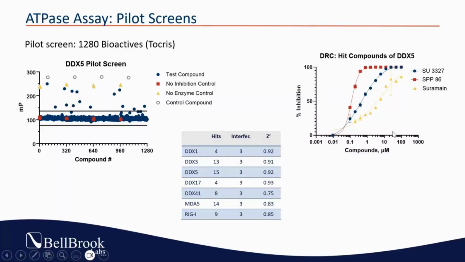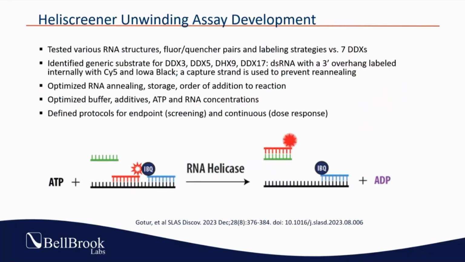This is an example of using the assay in dose response mode, using a couple of hits from the DDX5 screen, and suramin as a positive control. Suramin is a very promiscuous compound that we use basically for all nucleic acid binding proteins. We find it inhibits almost all of them. And you can see we get a nice dose response curve, from which you can calculate the IC50s and rank profile your inhibitors. So that's the ATPase assay. Again, we've run pilot screens for a number of these helicases with that, and it functions very well, both for the screening and the dose response.